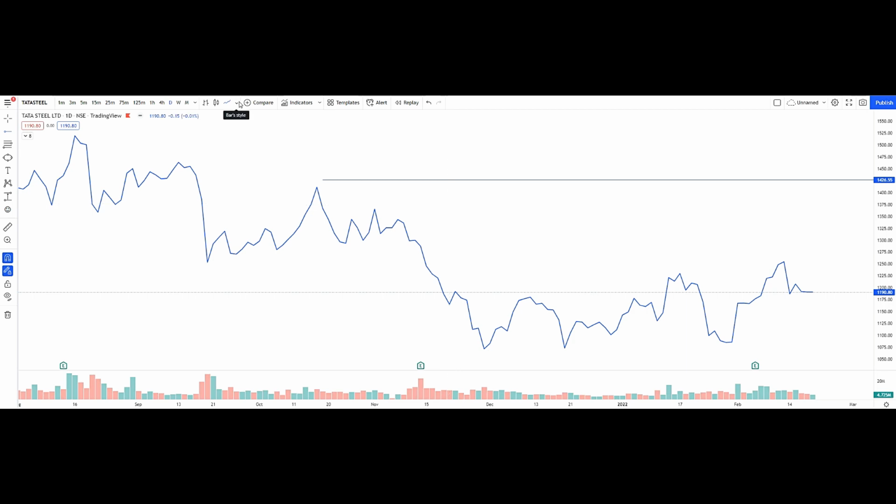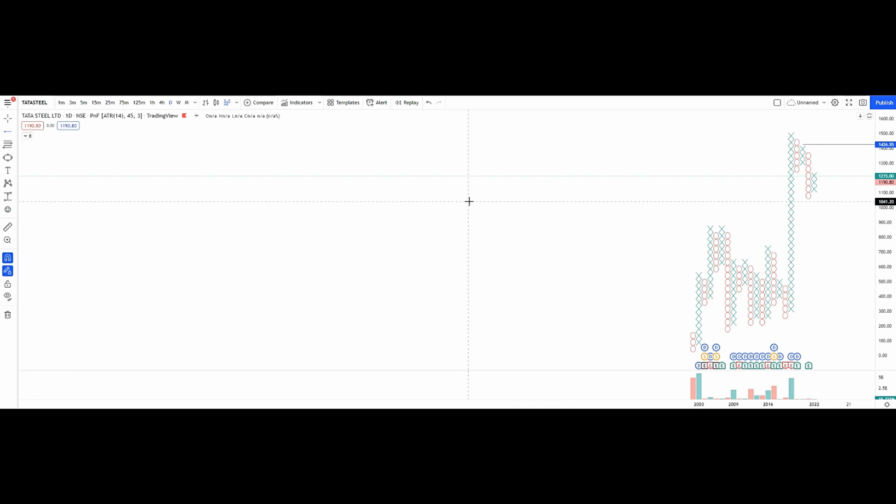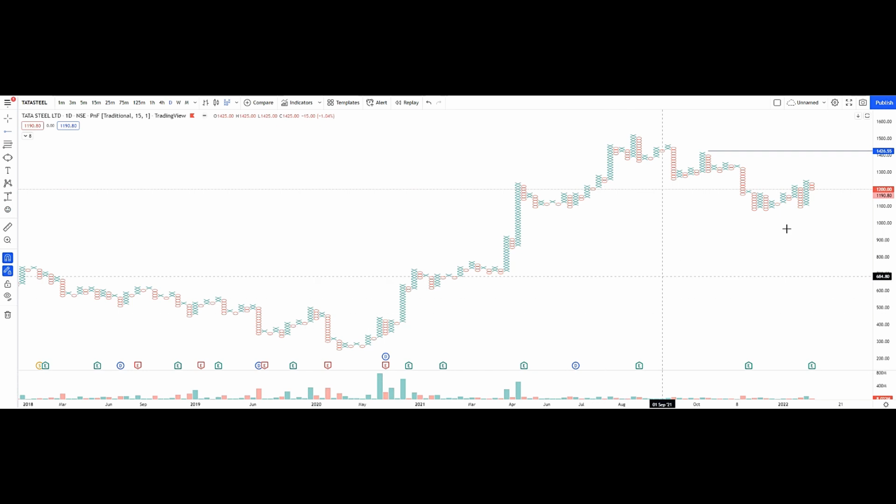There are many other charts. Here we can see area chart, baseline, Heiken Ashi, Renko, line chart, Kagi chart, point and figure, range. I use the point and figure chart sometimes, but other charts are not useful for me. This is a point and figure chart, which is useful to calculate targets based on accumulation or distribution, but I do not use this chart very frequently, and I am not going to discuss other charts.